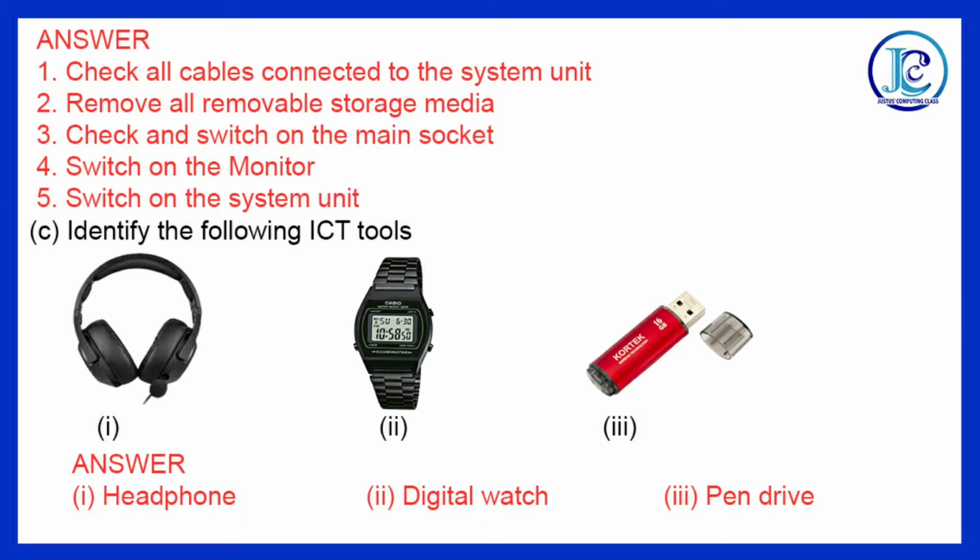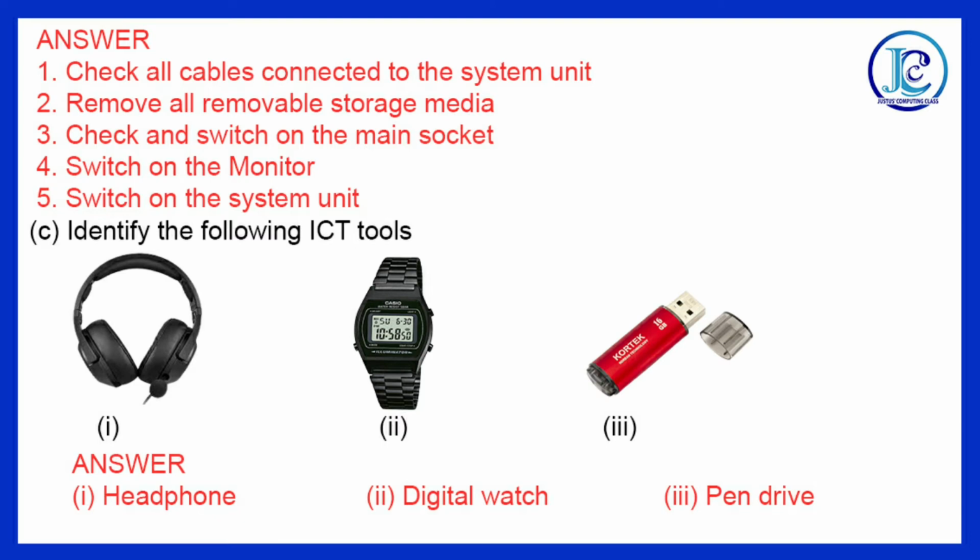Then the next one is switch on the monitor. After you finish turning on the socket, you turn on the monitor. Then the next one, switch on the system unit. A student may ask why you can't turn on the system unit before the monitor. It's just the same, but as soon as you turn on the system unit, the monitor will display whatever the system unit is processing. So if the system is having a problem with booting, you see it on the screen.